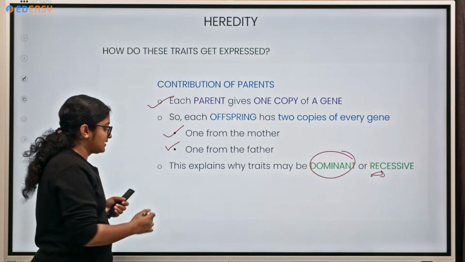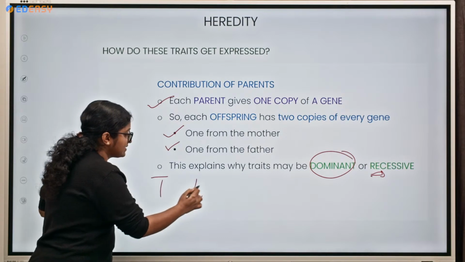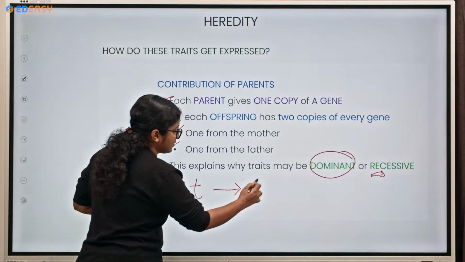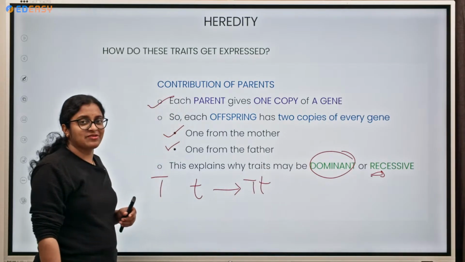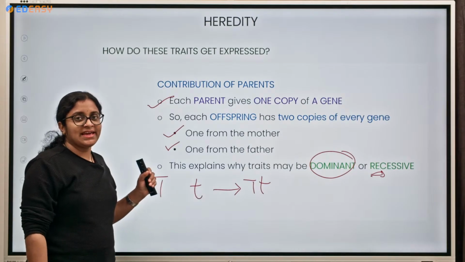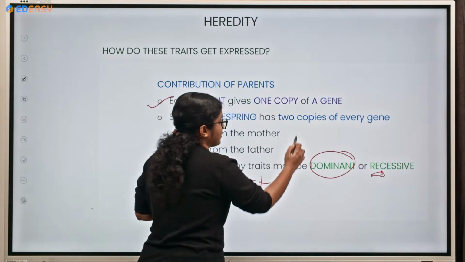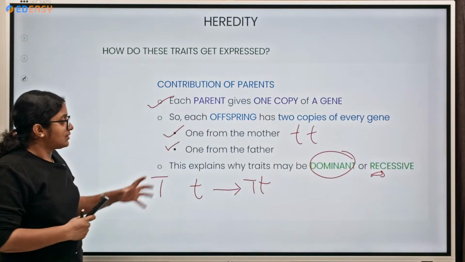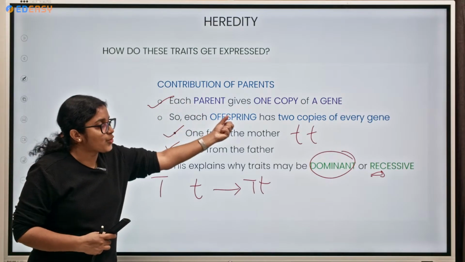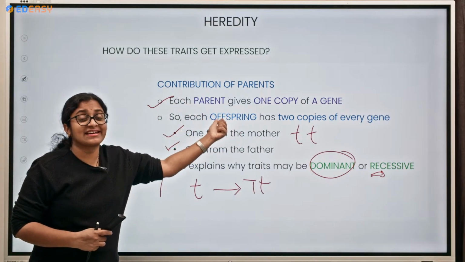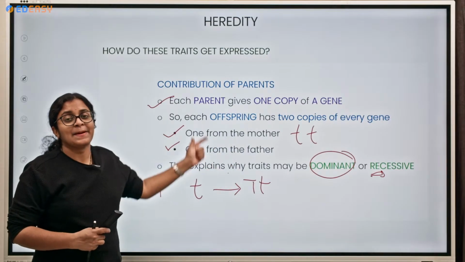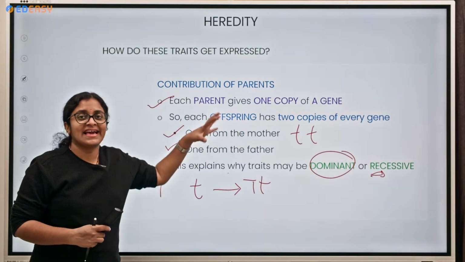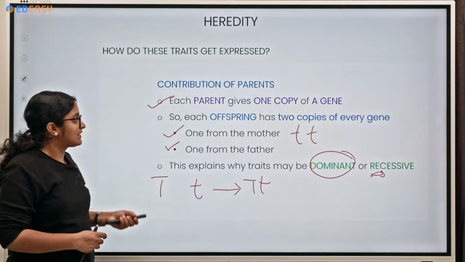Okay, imagine, again I'll tell you, let's take the pea plant as an example. Capital T, small t. When this is the combination, tallness or shortness? Tell me quickly. Tallness. Okay. So if it is this scenario, now tell me what it is. Shortness. So, based upon the two copies of every gene which are contributed to the offspring by their parents, that decides how the traits are expressed within the offspring.